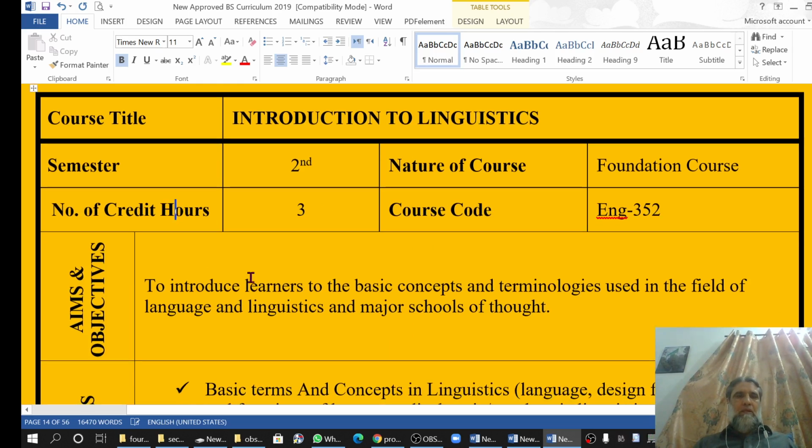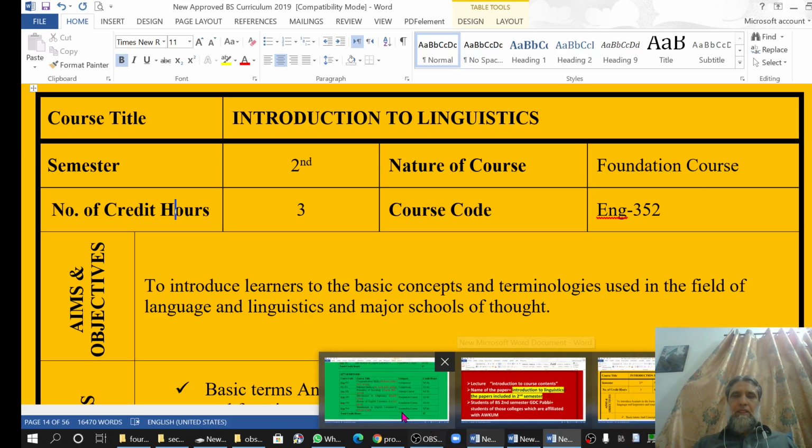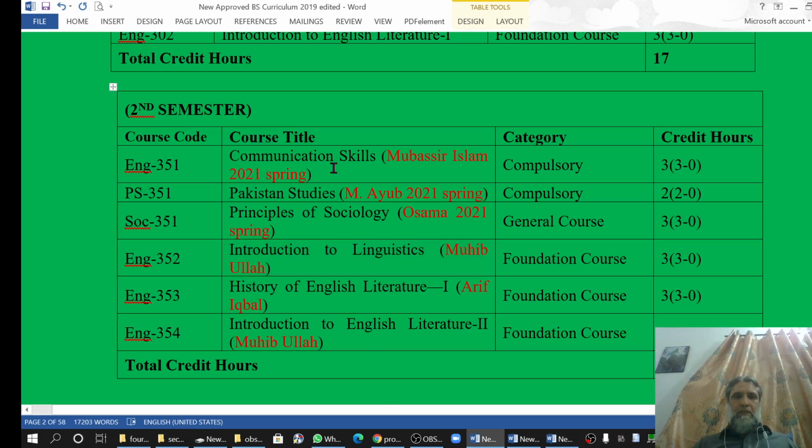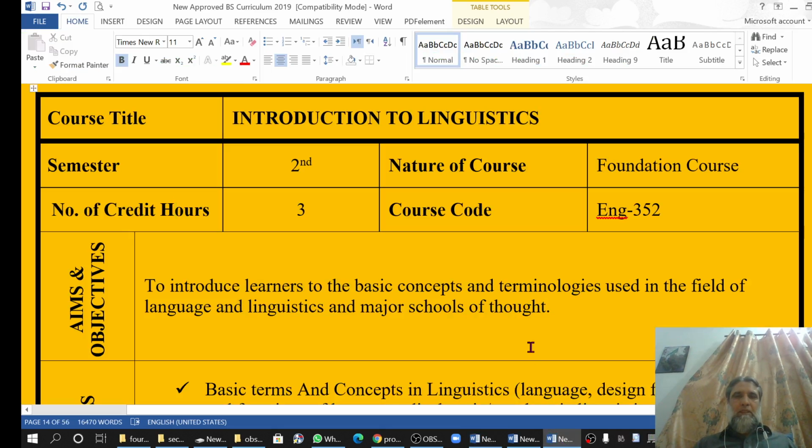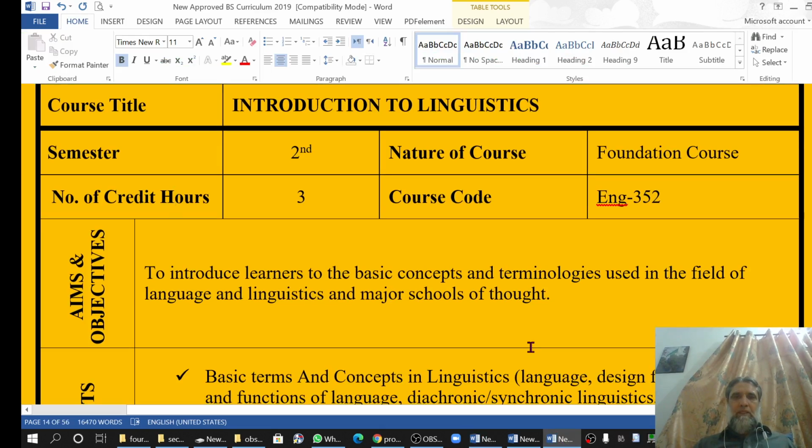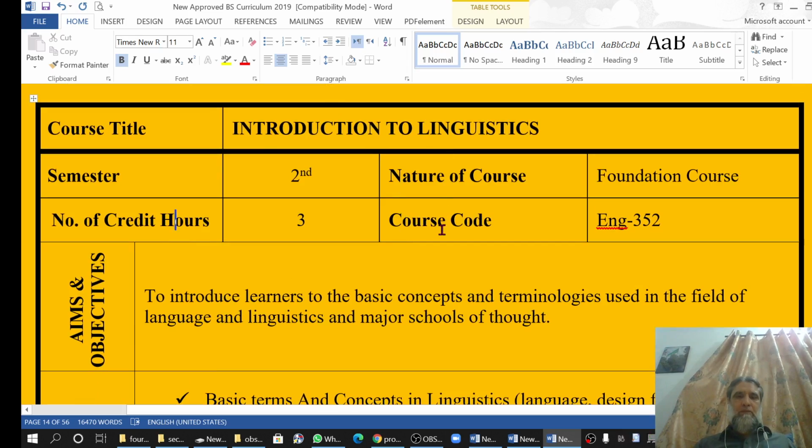I'll discuss it now. This is the second semester, and this course is an important course. Both of these papers which I'll teach you are referred to as the foundation course. So you can see that this is called foundation course. If you look at this paper, this is compulsory, Pak Studies is compulsory, Principles of Sociology is a general course, but these three are referred to as foundation courses. It means that they will make your foundation on which the building of literature will later on be built. So basically in English literature, these three are the most important ones. One of them is Introduction to Linguistics.